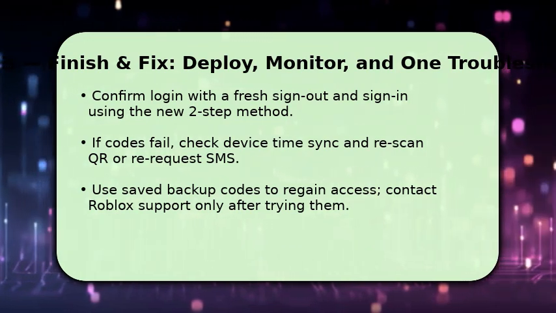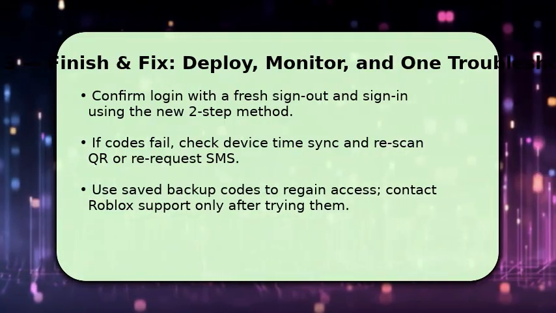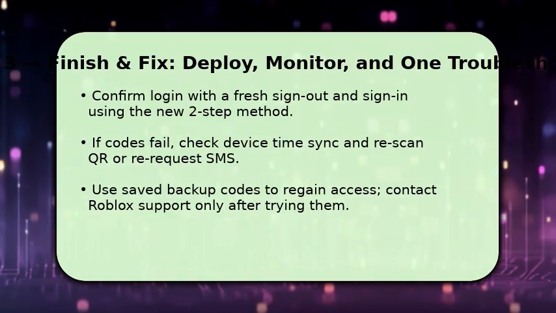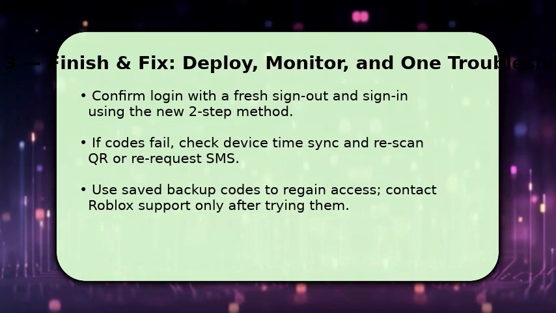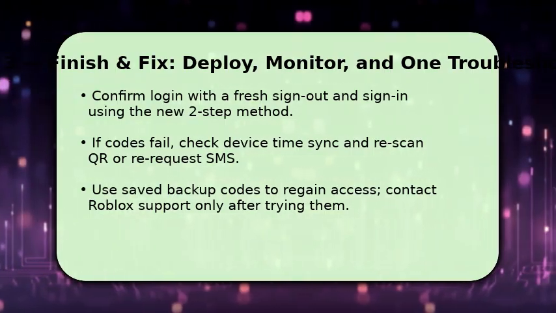If a code is rejected, first ensure your phone's clock is synced. Time drift breaks authenticator codes, then rescan the QR or request a new SMS code. If you're locked out, use your stored backup codes before contacting support, because they instantly restore access without delay.